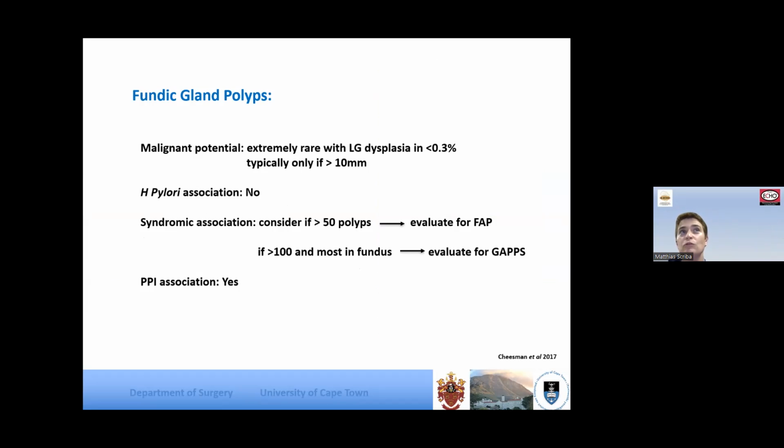Remember the good, sturdy, middle-aged woman. She is faithful to all. She does not associate with a whole lot of bacteria. That's the way to remember. There's no H. pylori association. Syndromic association: please consider if more than 50 polyps, and then please remember to evaluate your patient for FAP. If you get like a carpet of proximal polyps, more than 100, then please evaluate for GAPPS, and we'll talk about that just now.